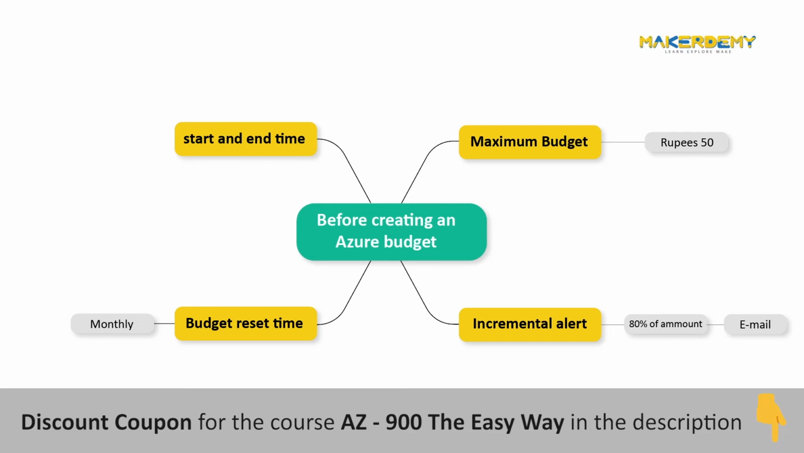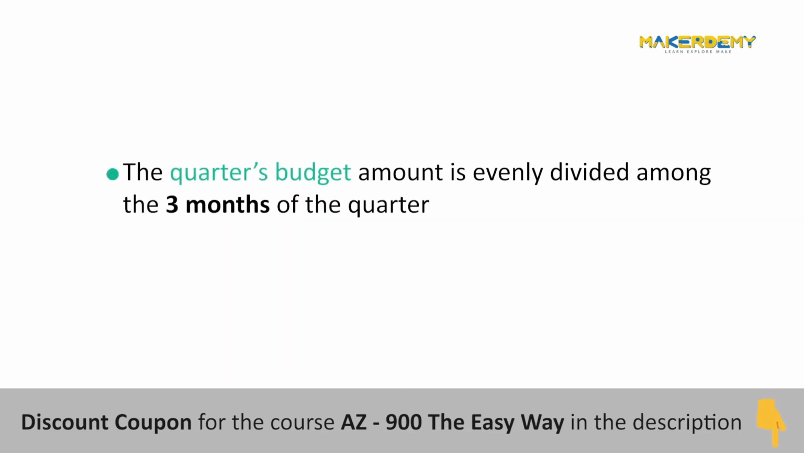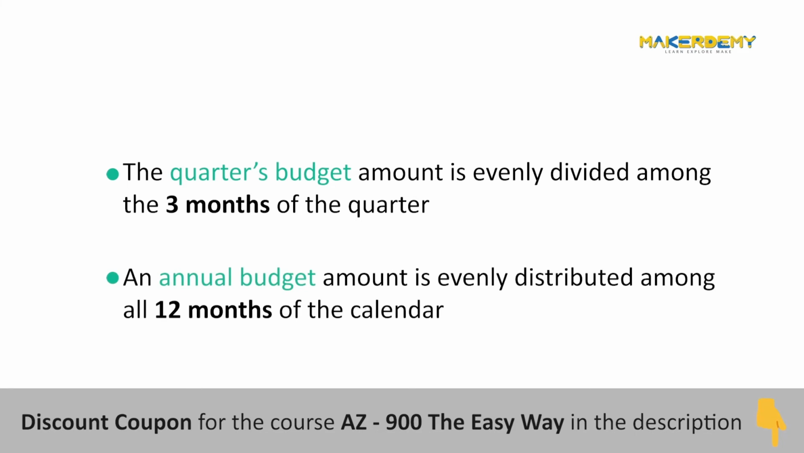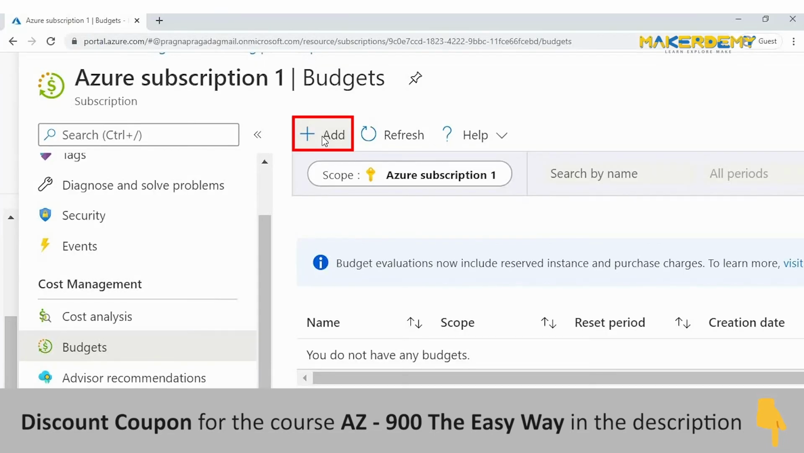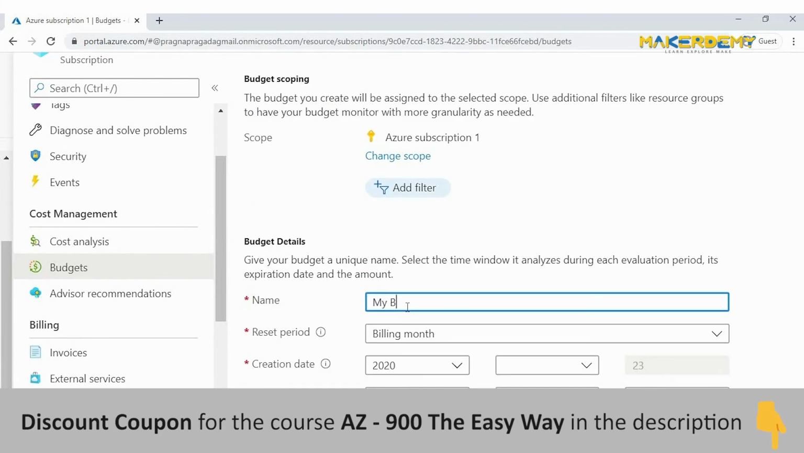The quarterly budget works the same way as the monthly budget. The only difference is that the quarter's budget amount is evenly divided among the 3 months of the quarter. An annual budget amount is evenly distributed among all 12 months of the calendar year. The start and end dates determine the period for which the set budget is considered. Click Add and set them as per your requirement.